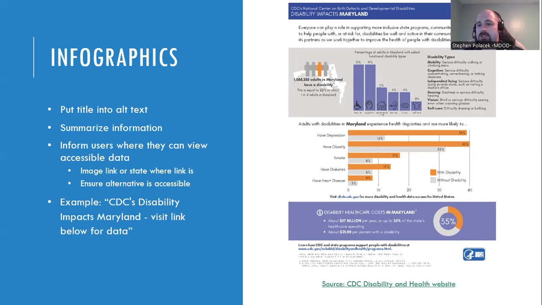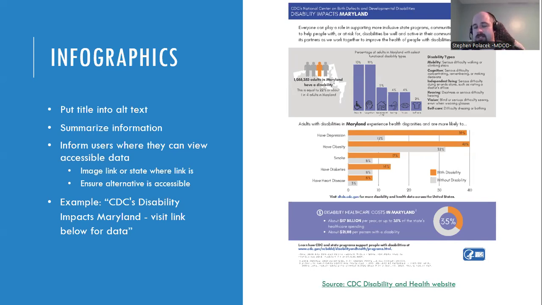First off is put the title into the alt text. Tell them what this is. So our example on screen here today is the printout from CDC's Disability Impacts Maryland. The link in there at the bottom will take you to this website with all this information. They'll say, download as PDF. That's where I got this from. So the title tells you what it is.